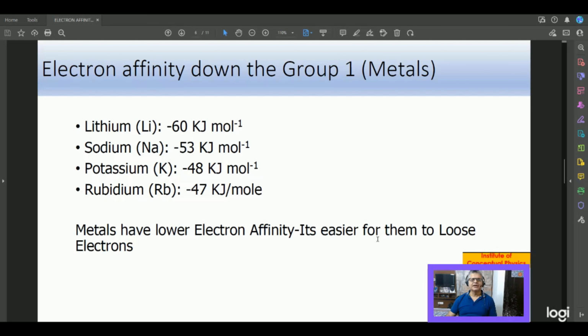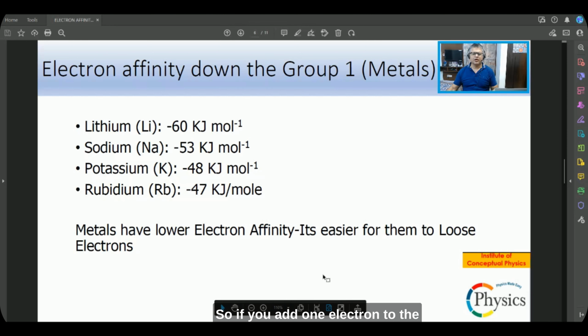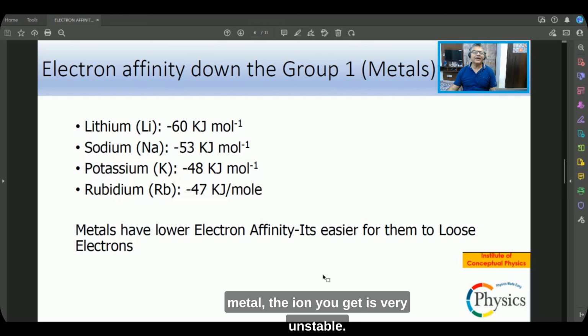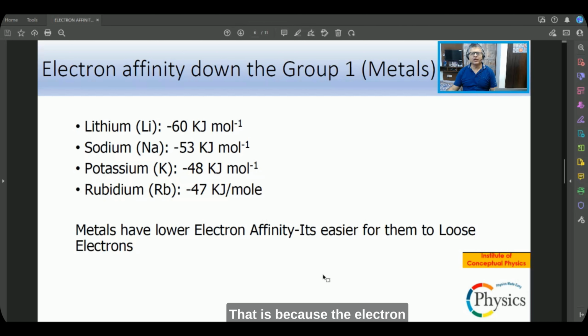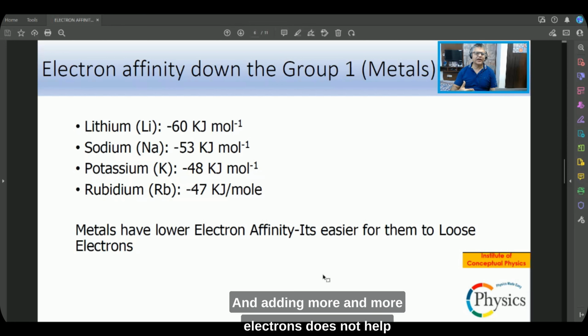If you notice, the electron affinity in the case of lithium and then sodium, then potassium and rubidium is negative, but the value of these energies is very small. Alright, so if you add one electron to the metal, the ion you get is very unstable. That is because the metal has very few valence electrons, and adding more and more electrons does not help to achieve stability, which comes from the octet.